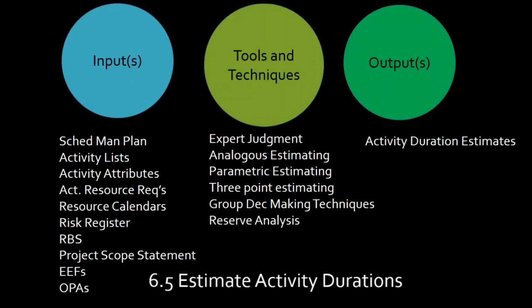The outputs will be those duration estimates. And I'm telling you, this is about the best example I can give you for progressive elaboration, because our estimates start out big and sloppy, right, with a lot of range. So a lot of tolerance in our initial estimates. The more we know, the more we can tighten up our estimates.